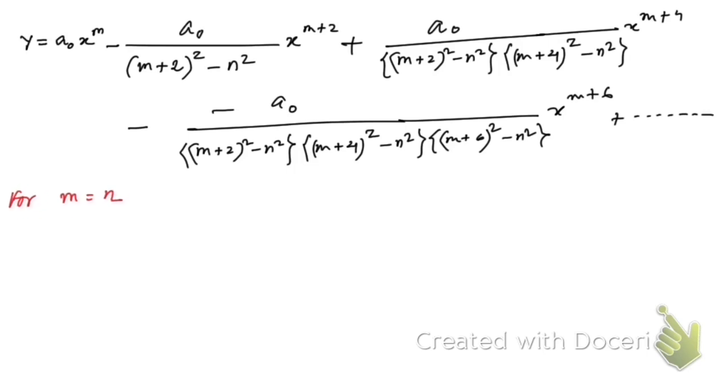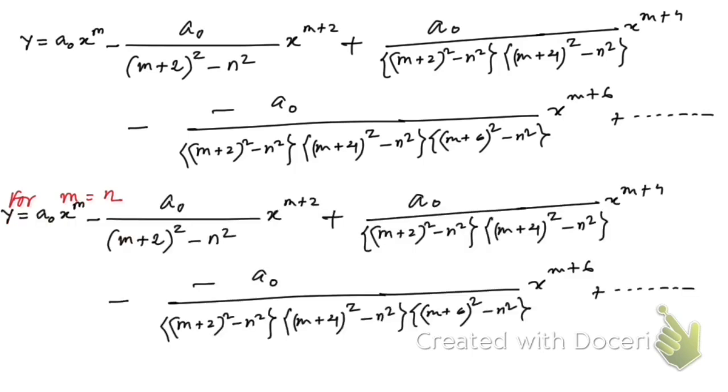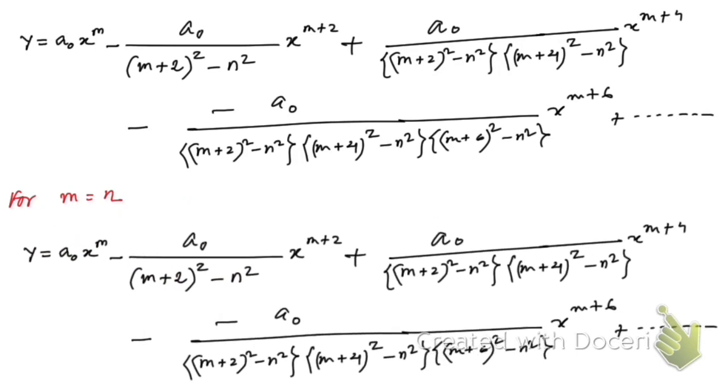Let me copy this result first again. Here, let me replace the m by n because m is equal to n. So wherever you can see m, let me replace it by n. Here we're going to get n plus 2, n plus 4, n plus 6, and so on. Hope you have understood this.